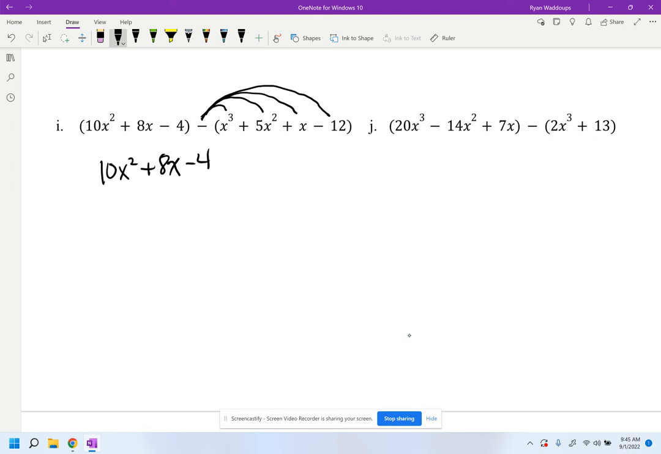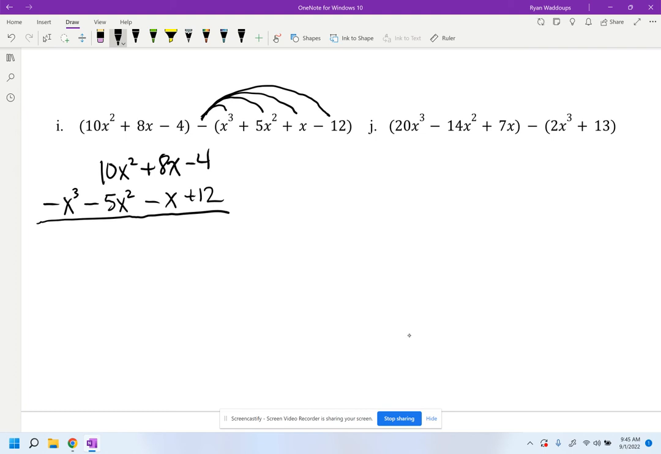So negative times x cubed is negative x cubed. And I'm putting it out front because there's no x cubed in the other one. So it's just going to stay as negative x cubed. 5x squared becomes minus 5x squared. Plus x becomes minus x. And minus 12 becomes plus 12. Now I've changed all of the signs.